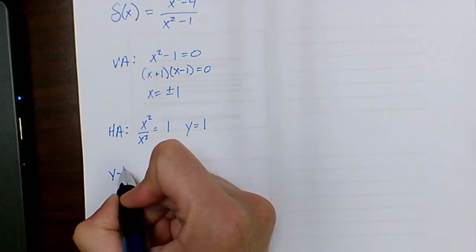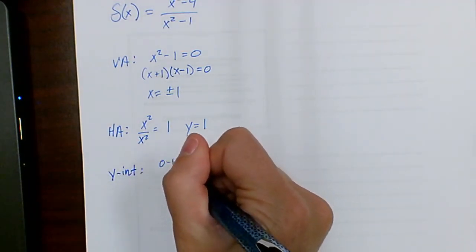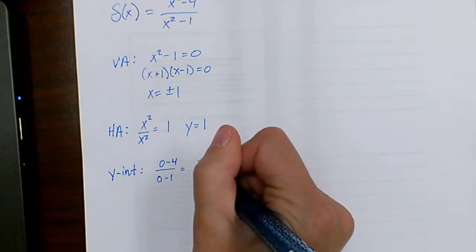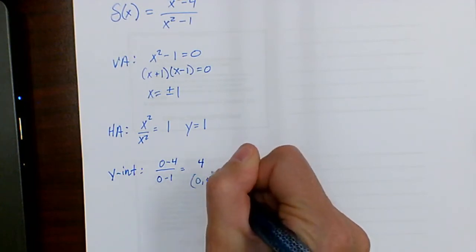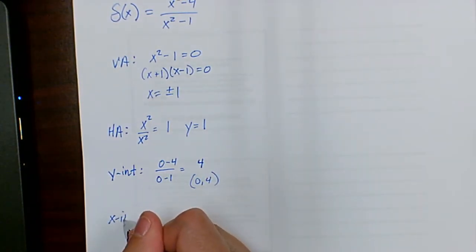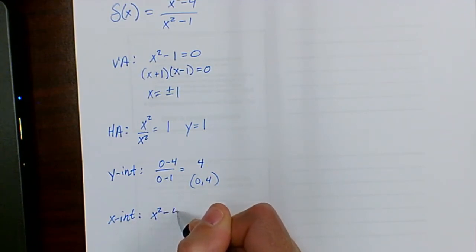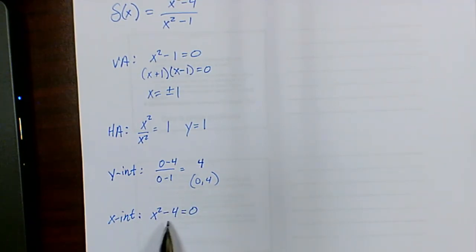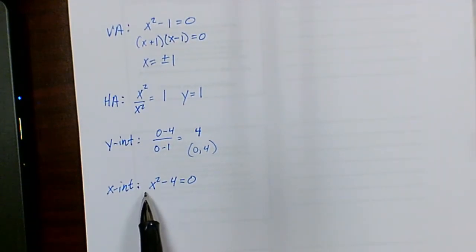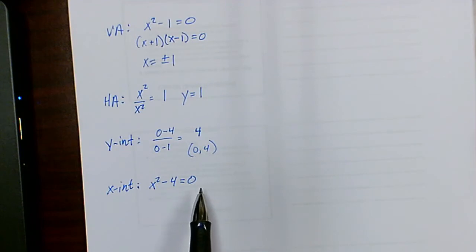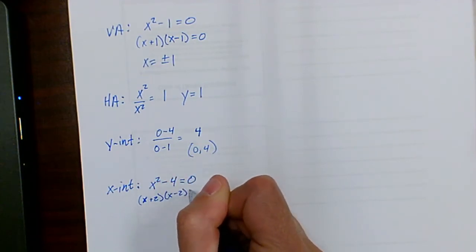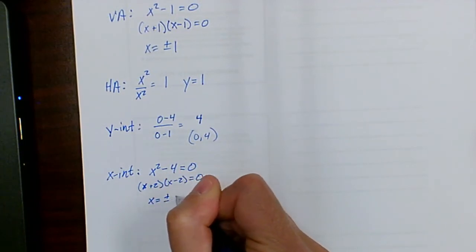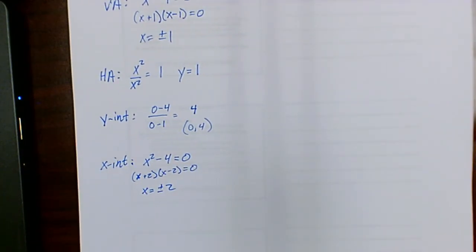Next, we have our y-intercept. Plug 0 in for x, and you get a 4. So we'll have a 0, 4 point. And then for your x-intercept, just set the numerator equal to 0, because even if we have a denominator, we're going to multiply the denominator by 0, which would end up stating the numerator equals 0. You can factor, however you need to solve. So we'll have 2 x-intercepts.